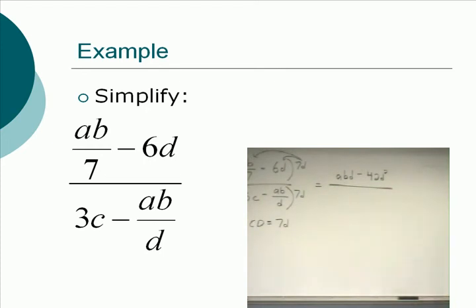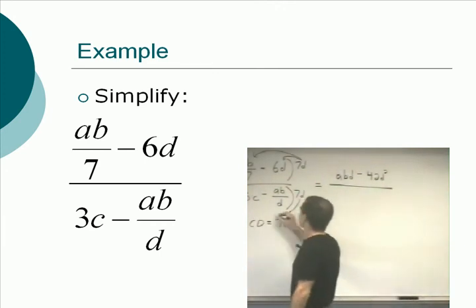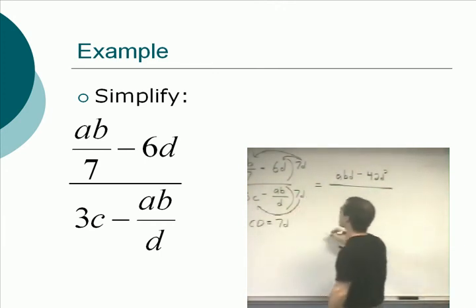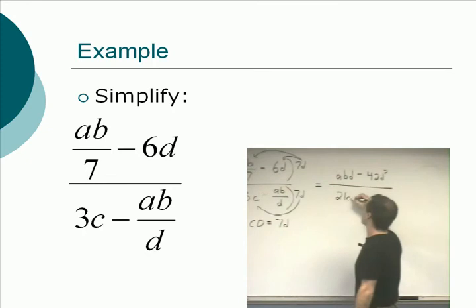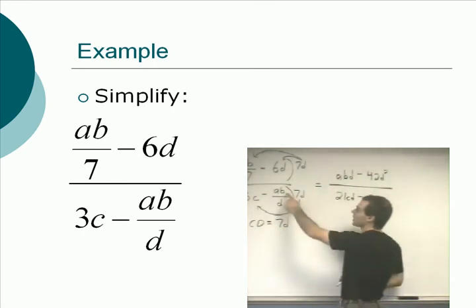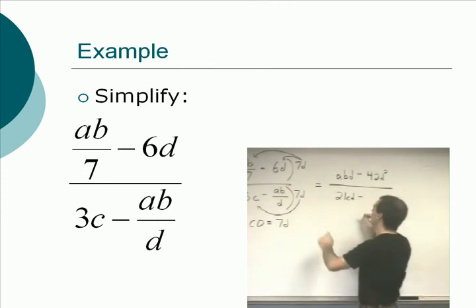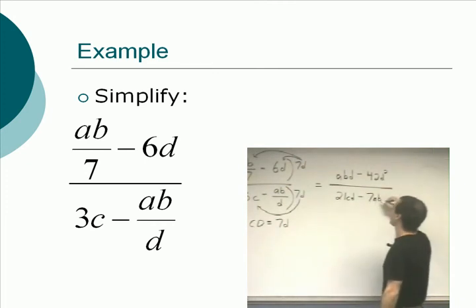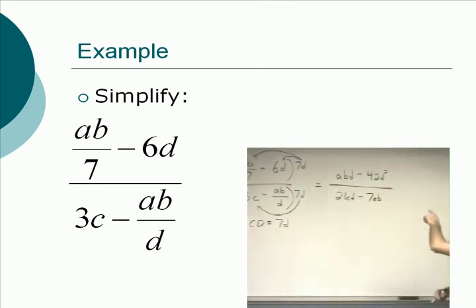The denominator, we're going to take 7d times 3c, we get 21cd, minus 7d times ab over d, 7ab, the d's would cancel. Okay, well, it worked. We got rid of our fractions. Now it's a simple fraction. There's no fractions inside of it.